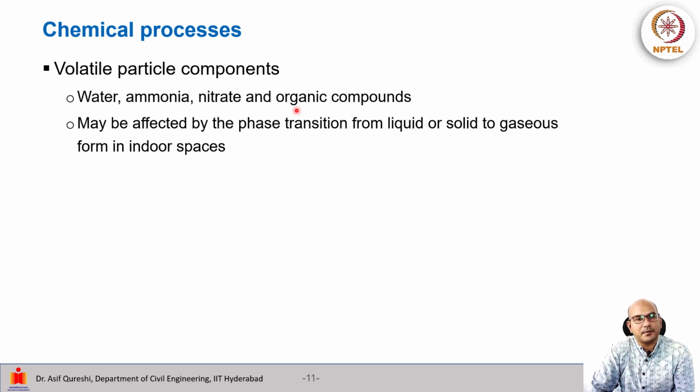Now we can look at some chemical components. So we have volatile components such as water, ammonia, nitrates, organic compounds, and these may also be influenced by phase transition from liquid or solid to gaseous form in indoor spaces, or the other way around.